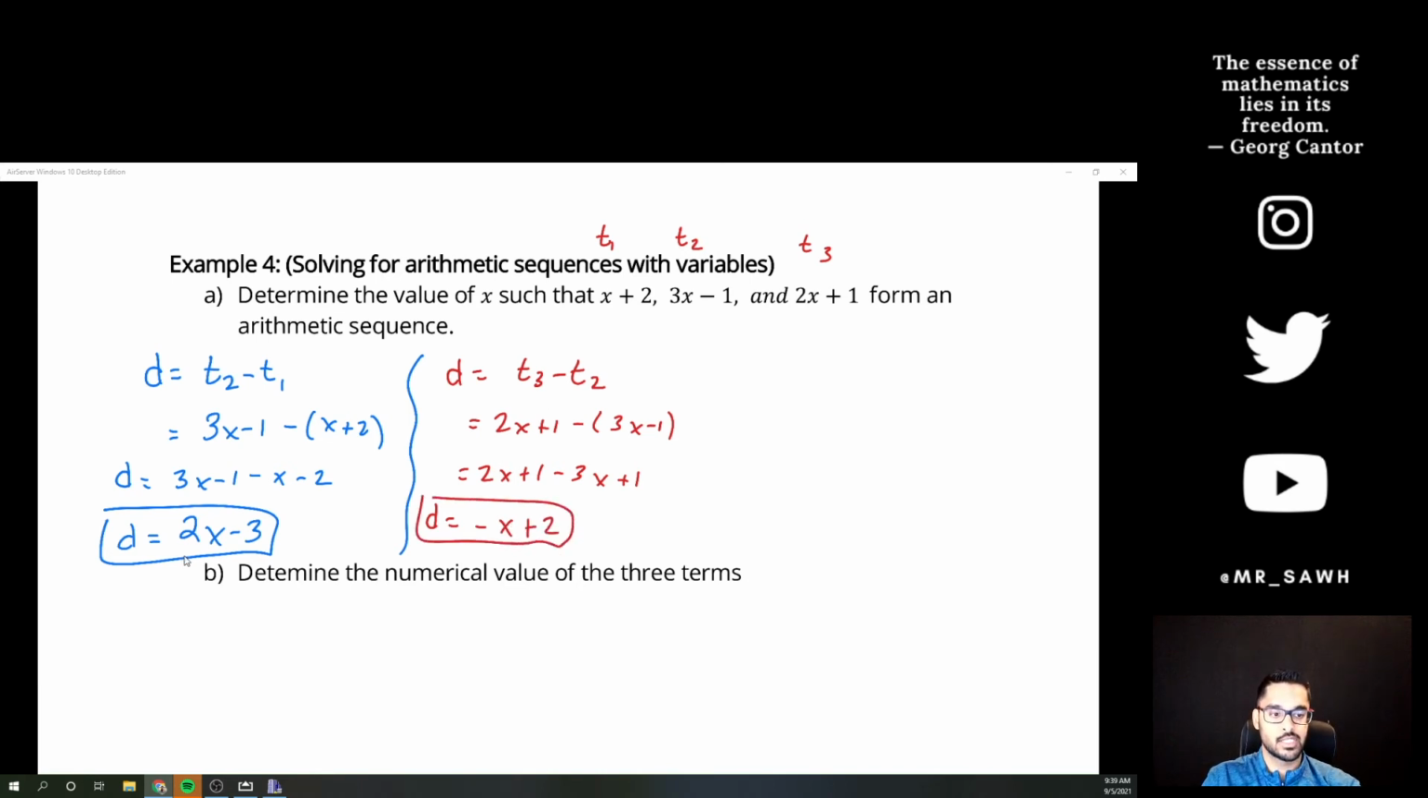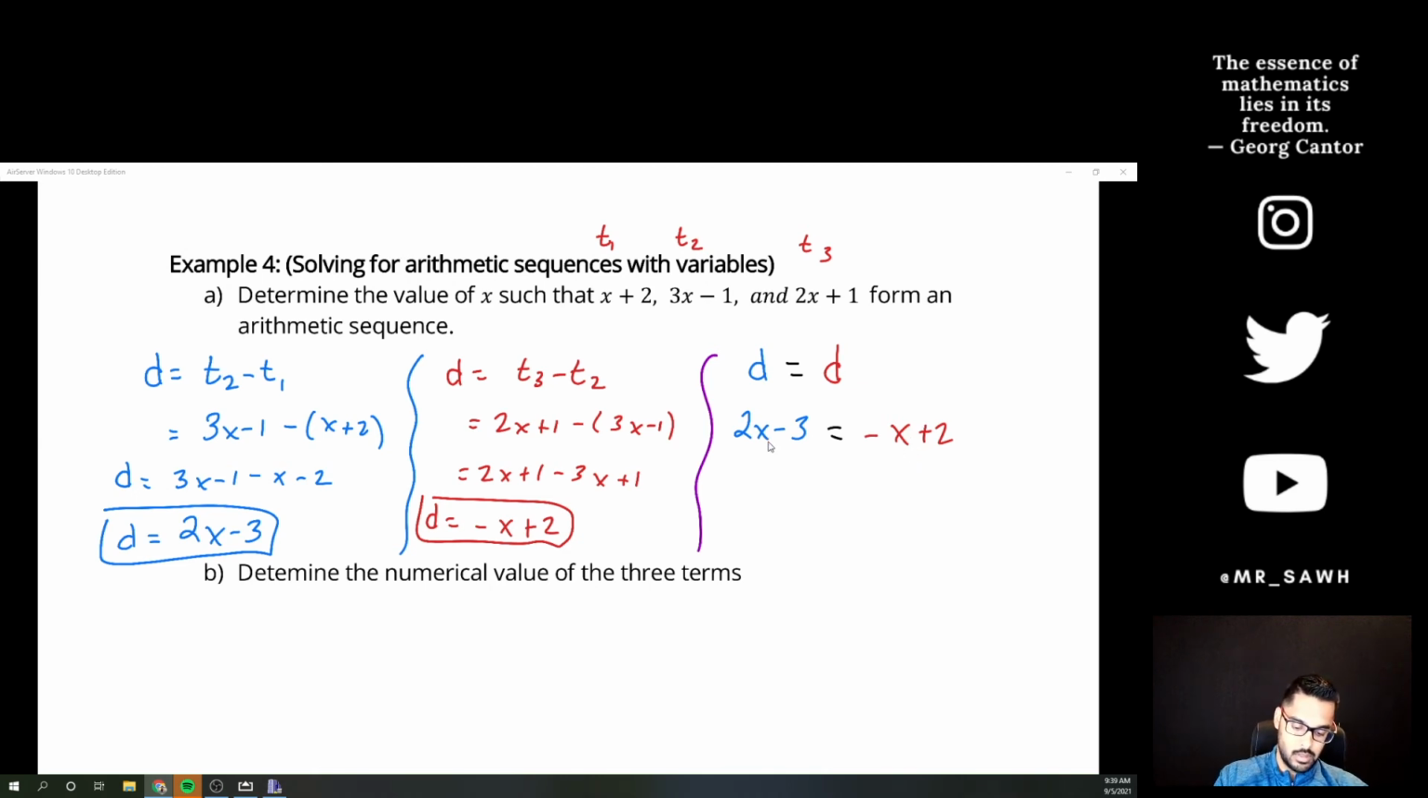But I have two different expressions that represent the same thing, which means that those common differences, let me color code this actually, should be equal to each other. So the one in blue should be equal to the one in red. So 2x minus 3 needs to be equal to negative x plus 2, right? They are a common difference. They have to be equal to each other. So I only have x's in there. It's one equation, one variable. We can solve for it quite easily.